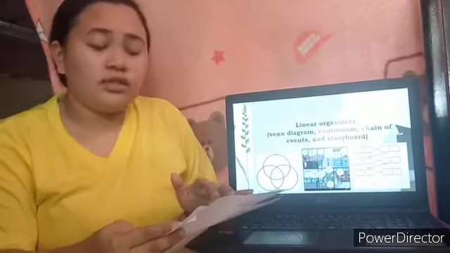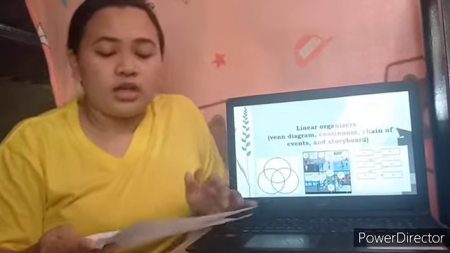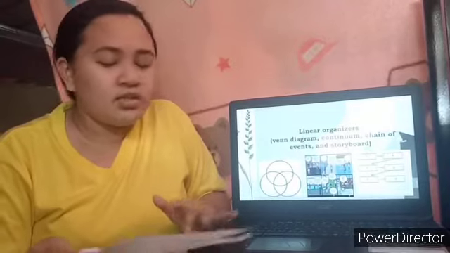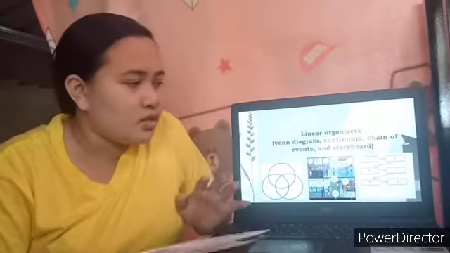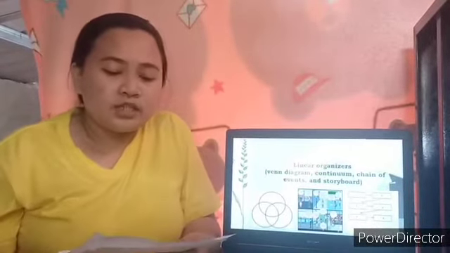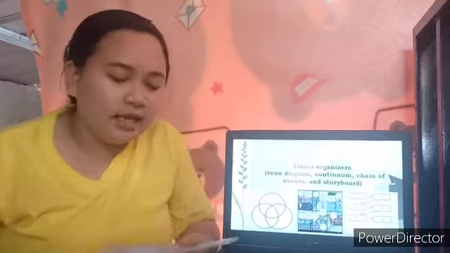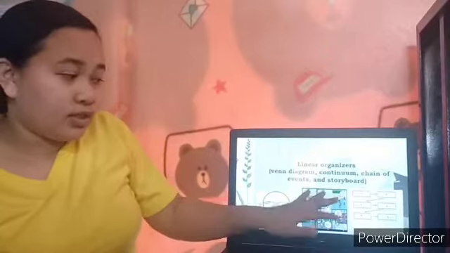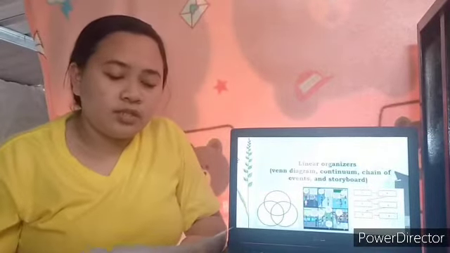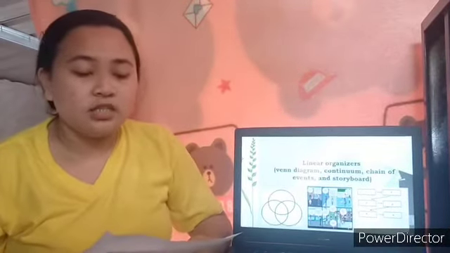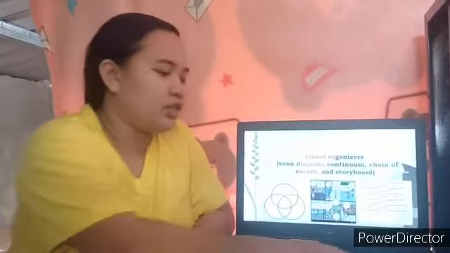Next is the continuum, a continuous sequence in which elements are perceptibly different from each other, although the extremes are quite distinct. The next is the chain of events, which is this picture. Chain of events is a number of actions and their effects that are contiguous and linked together that results in a particular outcome. And the last one is the storyboard, which is this picture. Storyboard is a sequence of drawings, typically with some directions and dialogue representing the shots planned for a movie or a television production. So that's the end of my report.